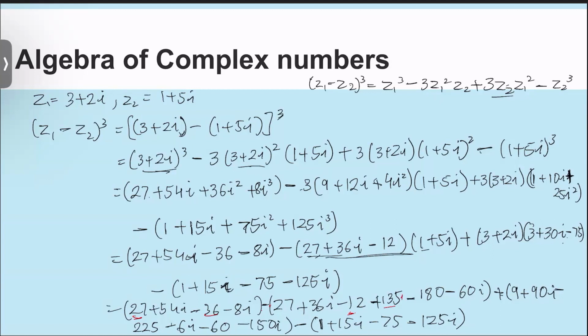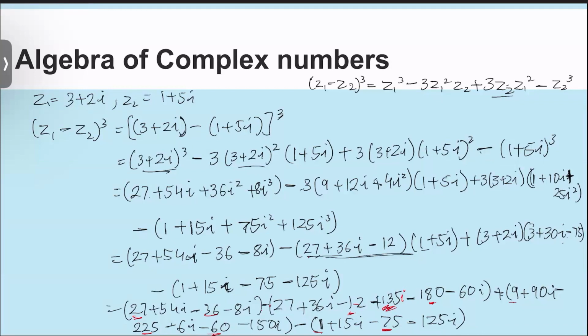Sorry, there is an i over here, so this becomes an imaginary part. It was written by mistake. Yes, 5i into 27. Okay, so we will get the next one. So this would be plus 180. Then you have minus 12, and then plus 180. Then you have plus 9, minus 225, minus 60, then minus 1, and the last one is minus 75.